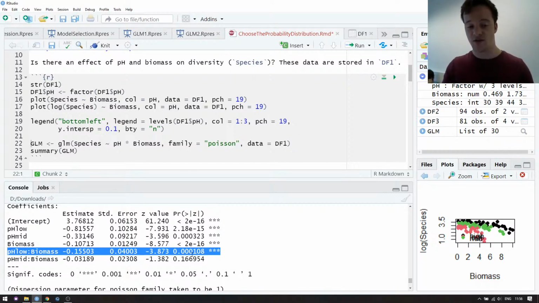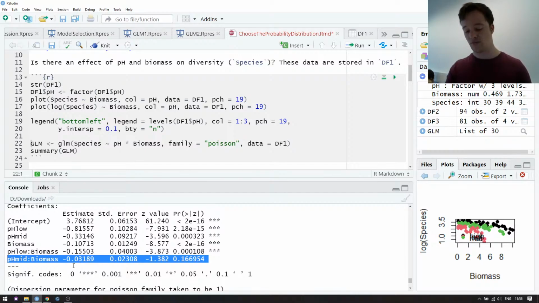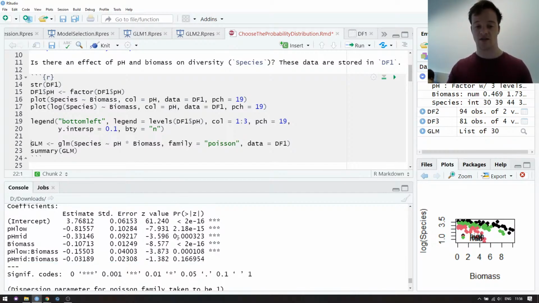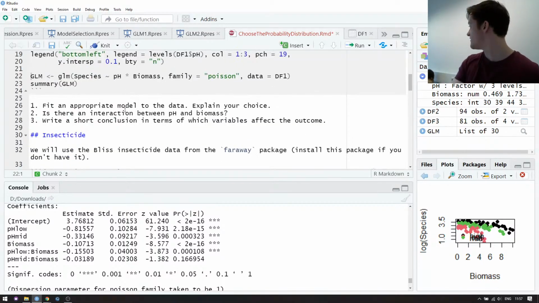So there we reject the null hypothesis and say, okay, there is a significant difference between pH low slope and pH high slope. This one doesn't differ significantly. So even though it's lower, it's not significantly lower. You can see that by looking at the column that says probability of getting an absolute value of z or greater, which is the p-value. Okay, let's see if there were other questions.